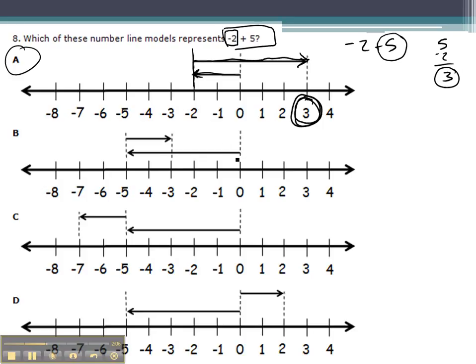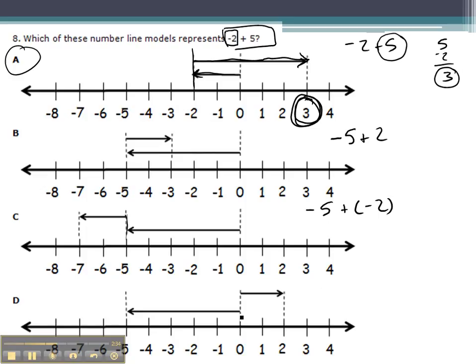Just to be sure, since answer choice A was the correct answer, let's check these other ones. The model in B is actually showing us -5 plus +2. We go 5 to the left and then we add 2. Answer choice C is showing us -5 plus a -2, because we get here and then we go 2 to the left. So we're actually subtracting 2 or adding another -2.